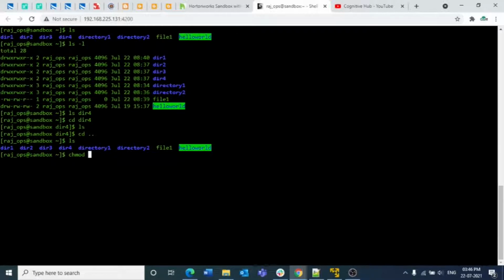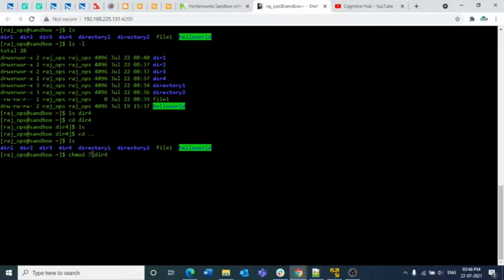So what are all the permissions that you need to change? For which one? Directory 4. That should be the third syntax, third argument. But the second argument here is, so we need to change for the second one, right? So for that, the first one I don't want to change anything, so it is a 7. And the second one I want to give only read permissions.